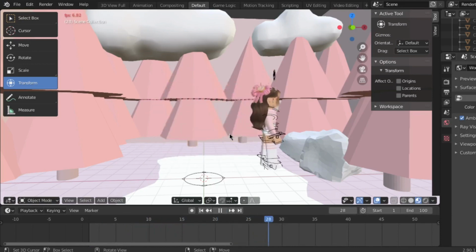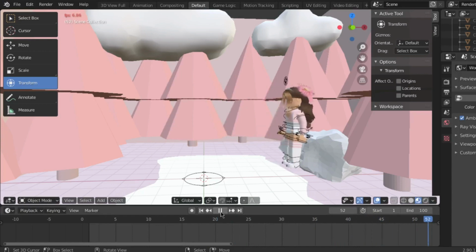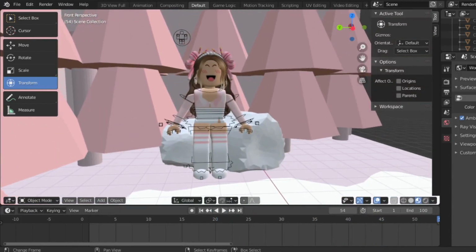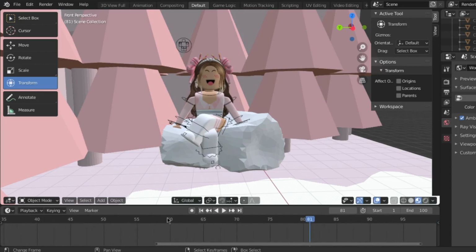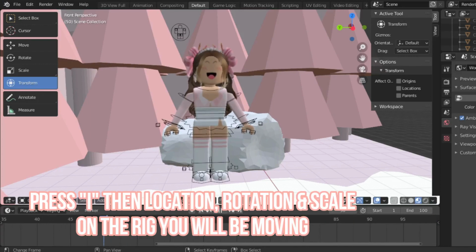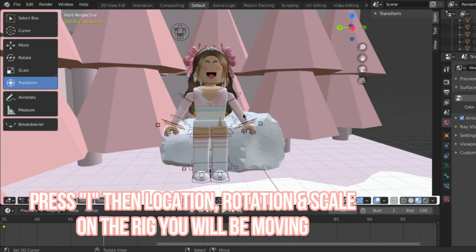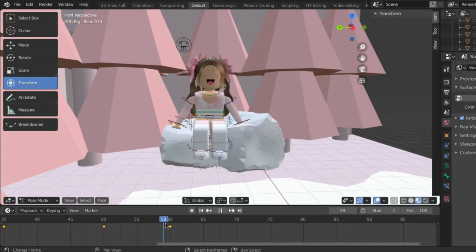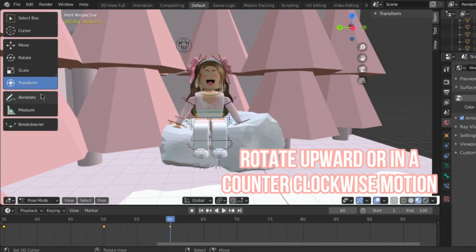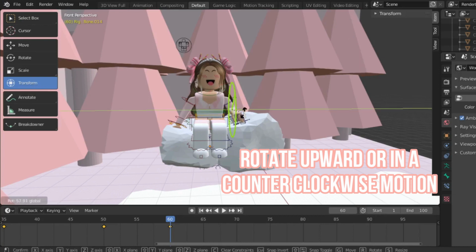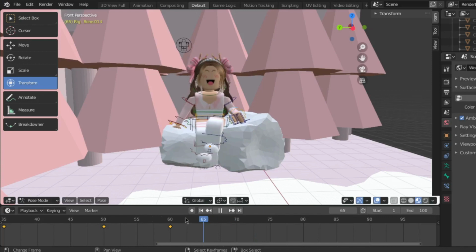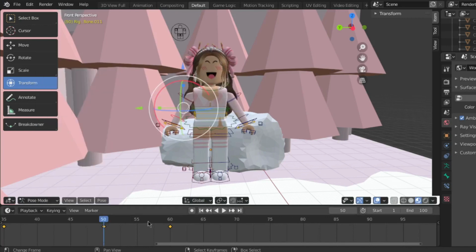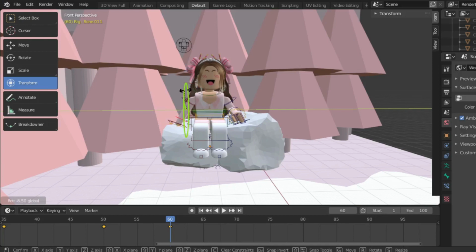Okay, so before we proceed to the waving part, I will fix the arms here first. I am going to move the arms right at the frame where she was about to sit. Rotate both of the arms upward, avoiding the rock. Remember to always press I, then location, rotation and scale in every movement.